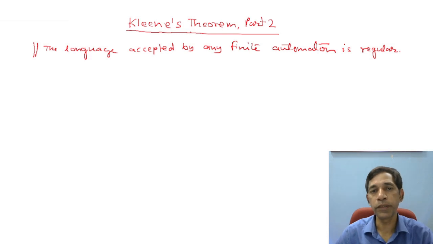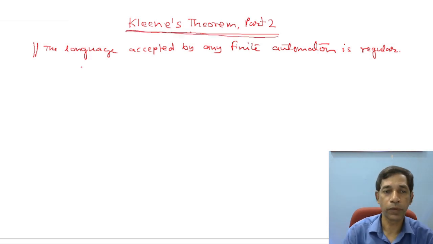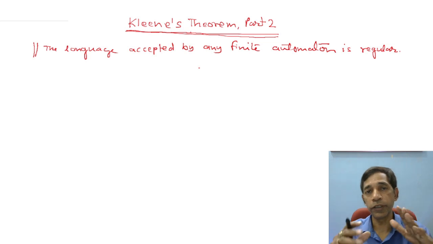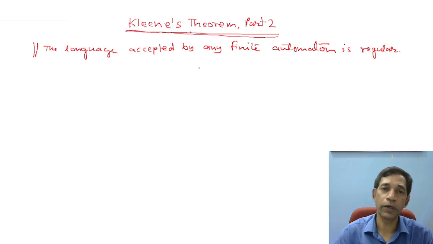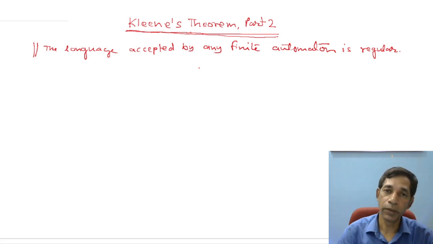Now we are going to discuss Kleene's theorem part 2. What does it say? It says that the language accepted by any finite automaton is regular. So the question is, how can we prove that the language accepted by a finite automaton is regular? One way is to obtain the regular expression that corresponds to the given FA.